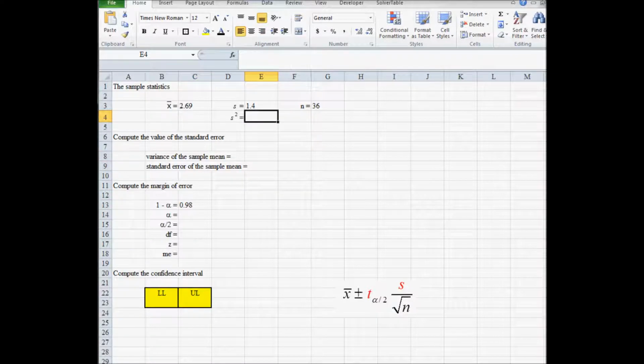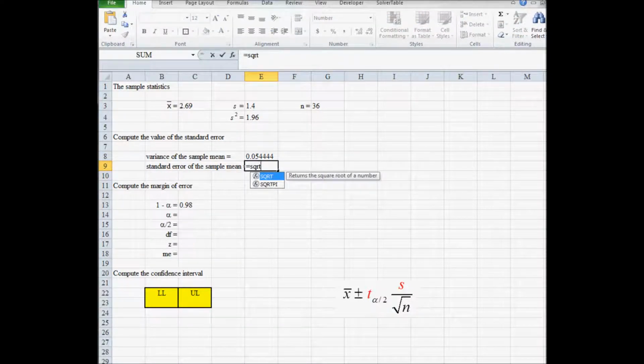The sample variance is the square of the sample standard deviation. The variance of the sample mean is different from the variance of the variable. The variance of the variable from the sample is 1.96. The variance of the sample mean is the sample variance divided by the sample size. The standard error of the sample mean is the square root of the variance of the sample mean.